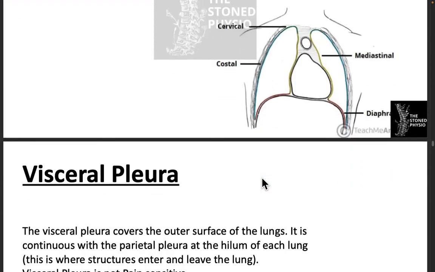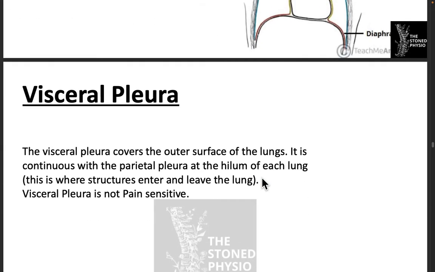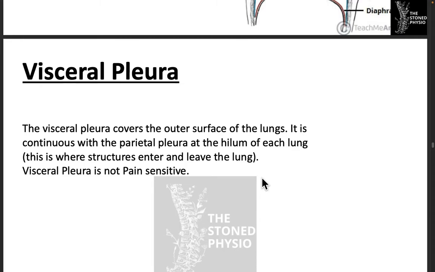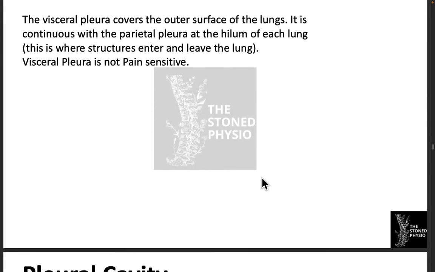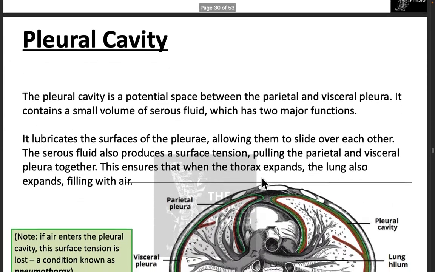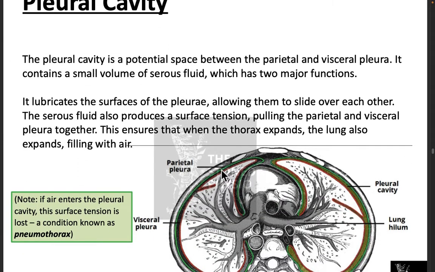Okay, so now moving up, we talked about the visceral pleura. It is not sensitive to pain, touch, temperature, but sensitive to stretch. Now let's talk about the pleural cavity. What is the significance of the parietal and the visceral pleura?